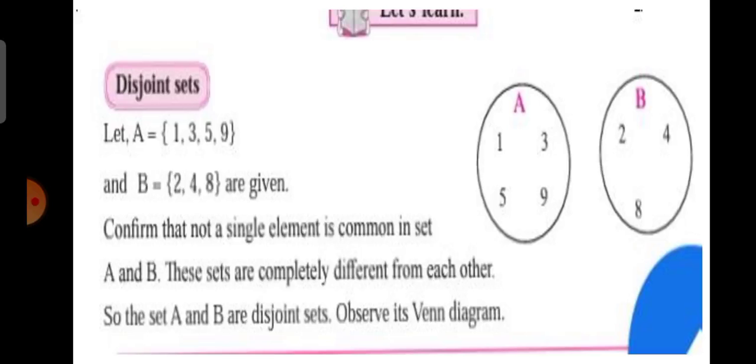Okay. Then next is disjoint sets. Now what are disjoint sets? Disjoint sets are those sets which do not have any common element. Not a single element is common in the given sets, then those sets are called disjoint sets. For example, set A consists of the elements 1, 3, 5, 9. Set B consists of elements 2, 4, 8. So there is no common element between set A and set B. Therefore, set A and set B are said to be disjoint sets. Okay, understood?